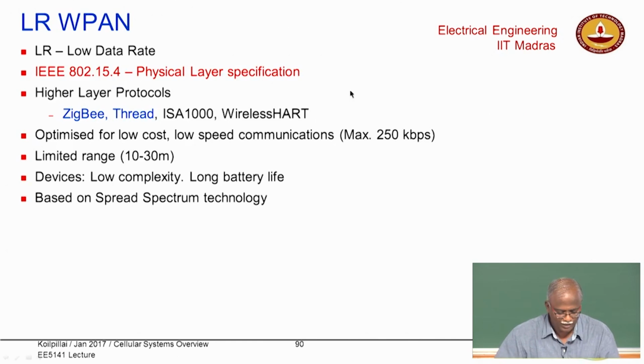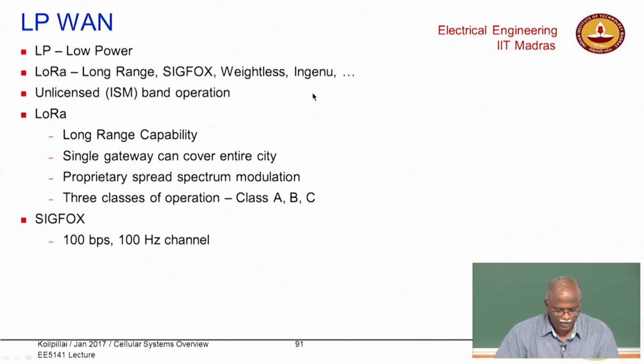Okay. Long range, LR, that acronym always stands for long range wireless personal area networks. So short LR, low rate wireless personal area networks. Okay. LP is low power, and again these are devices that are optimized for very low power. LoRa is long range combined with low power, and Sigfox is actually low rate combined with low power.